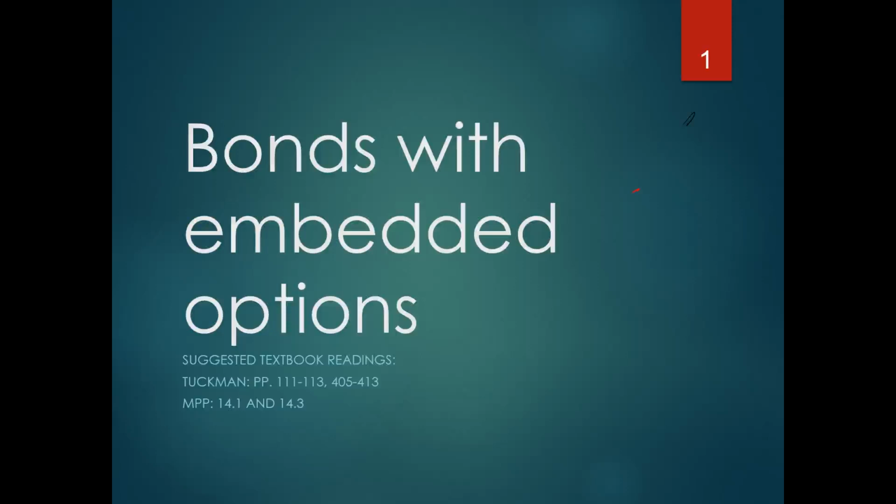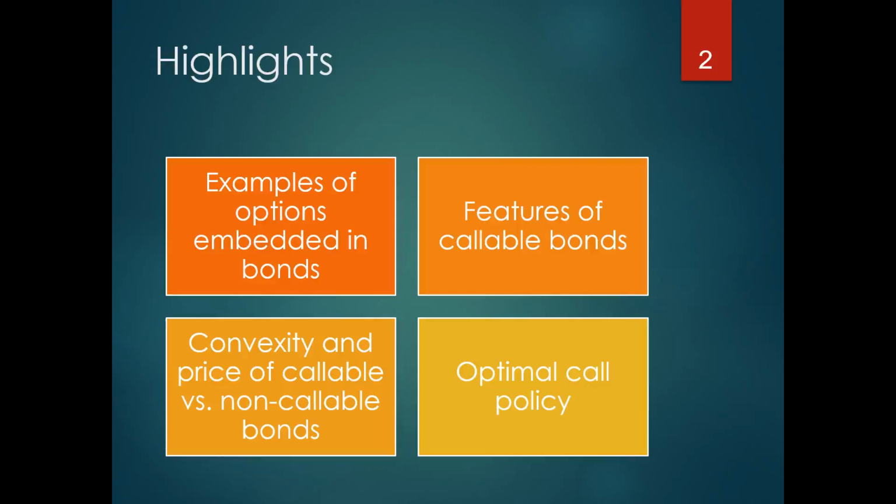In this chapter, we are going to examine bonds that have embedded options. So the highlights of this chapter are, first, which bonds have embedded options in them. And in particular, we're going to be talking a lot about callable bonds. Also, we're going to be talking about puttable bonds, but mainly about callable bonds.